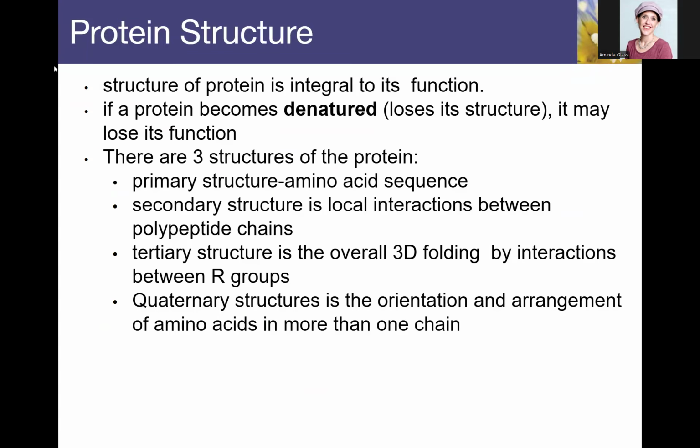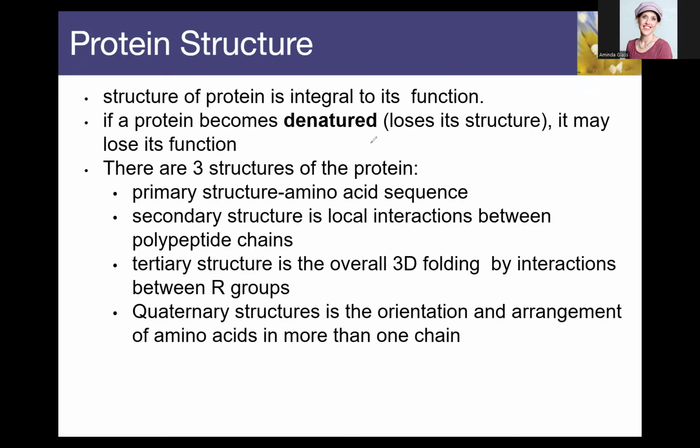There you go. Now, the structure of protein is integral to its function. If the protein loses its structure, which is called denatured, it can lose its function. There are three different structures of the protein. You have the primary structure, which is just your amino acid sequence. You have your secondary structure, and it's the local interactions between the polypeptide chain. So primary, you're dealing with just the amino acid sequence.